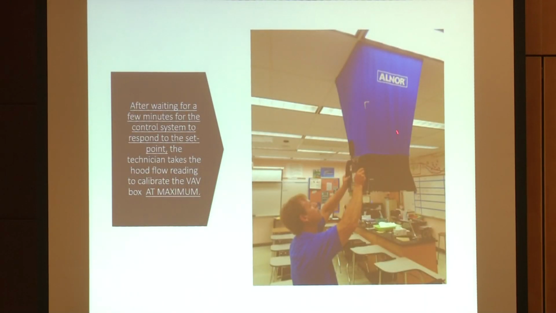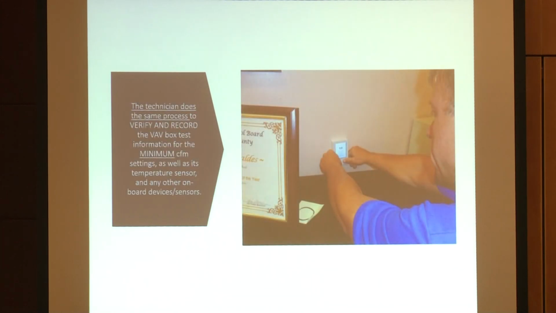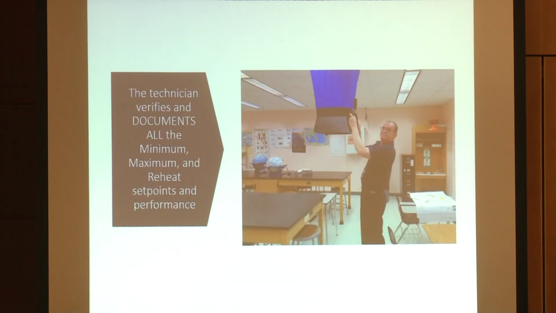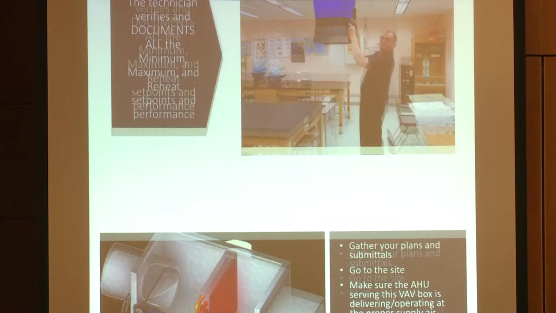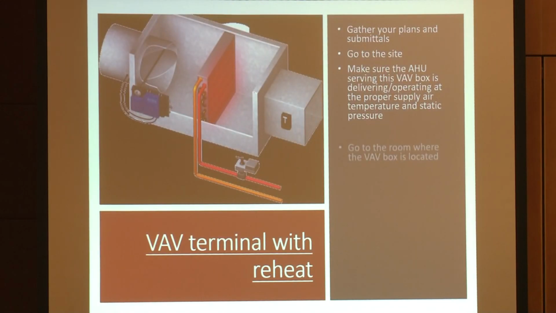So there we go. We're going to put the hood up there. We're going to measure what we measure. Then we're going back to the thermostat and set it up. Next thing you do is the minimum, same process. You go to the thermostat, go to the grill, and there you go. And then you have your maximum and the minimum.